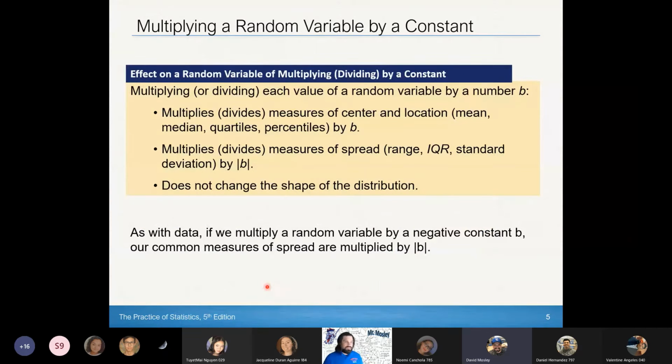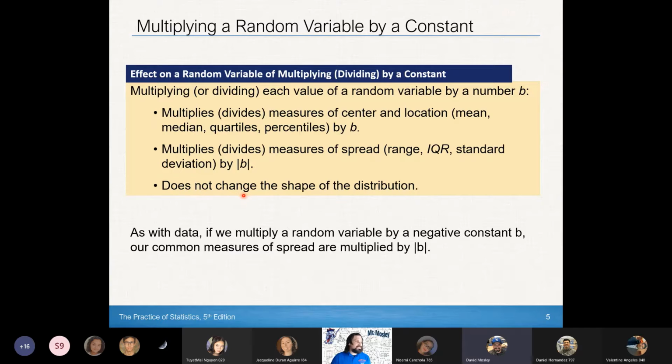So here we have, in summary, multiplying or dividing each value of a random variable by a number b results in, we multiply or divide the measures of center and location, mean, median, quartiles, and percentiles by b. And we multiply or divide measures of spread, range, IQR, and standard deviation by the absolute value of b. Obviously, in our example, we don't need to concern ourselves about the absolute value of b. We're dealing with a positive number. There's no adjustments for that.